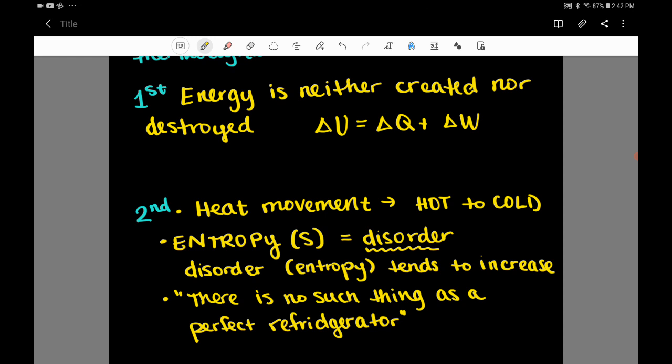So anything involving heat movements or disorder, that's a second law kind of idea. And energy being neither created nor destroyed, that's really the first law of thermodynamics. And yes, there is a lot of overlap between these two, but if you keep these core ideas in mind, you'll be able to think of examples that better represent one of these laws over the other.